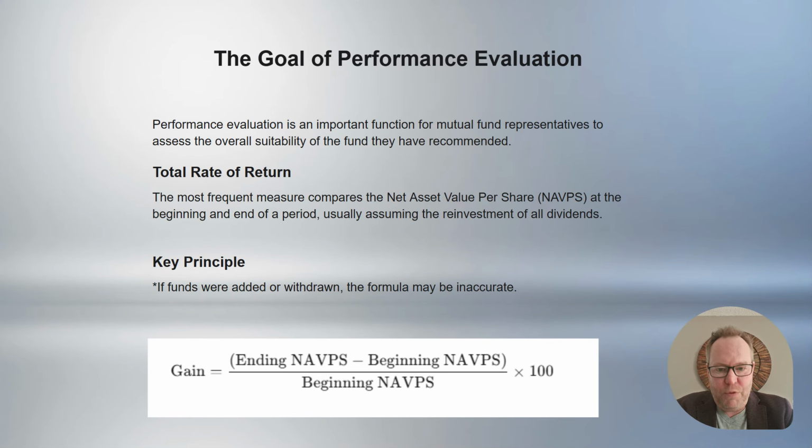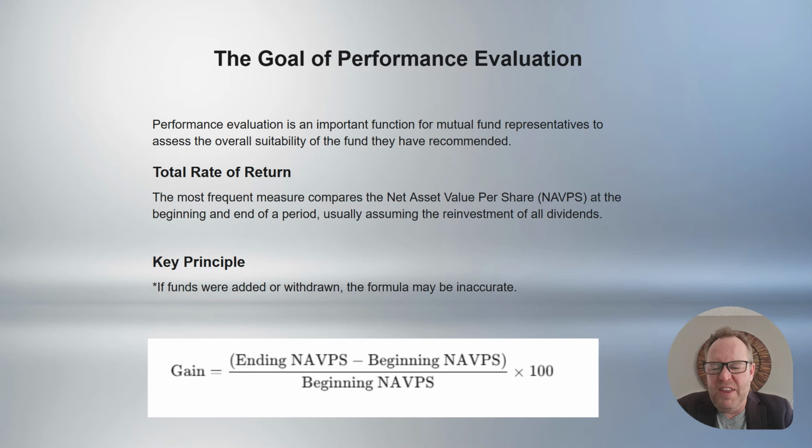So the goal of performance evaluation. Performance evaluation is an important function for mutual fund reps to assess the overall suitability of the fund they have recommended. So total rate of return, the most frequent measure, compares the net asset value per share, we've called it NAV-PS before, at the beginning and the end period, usually assuming the reinvestment of all dividends. So it's the most simple of return calculations. Basically, what did the portfolio start at and what did the portfolio end at over a specified period of time gives us the rate of return.